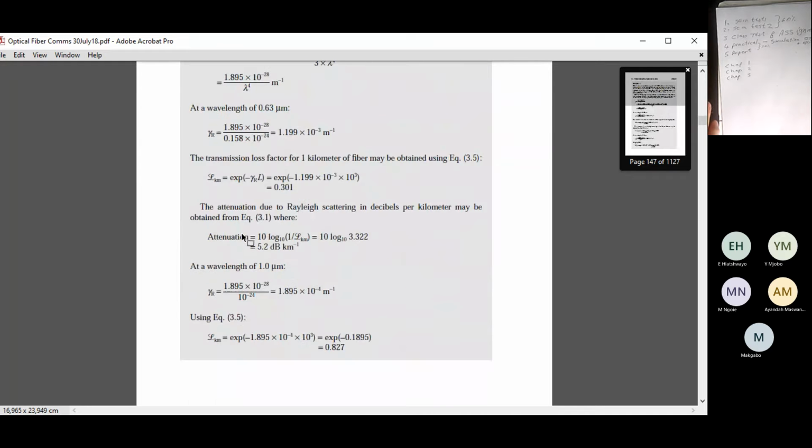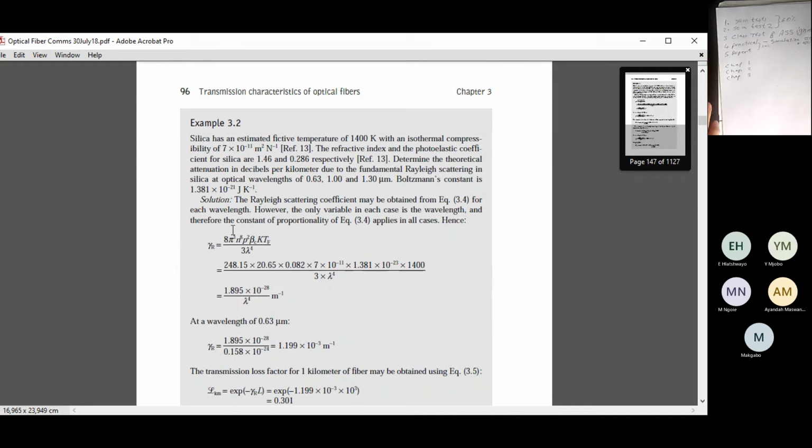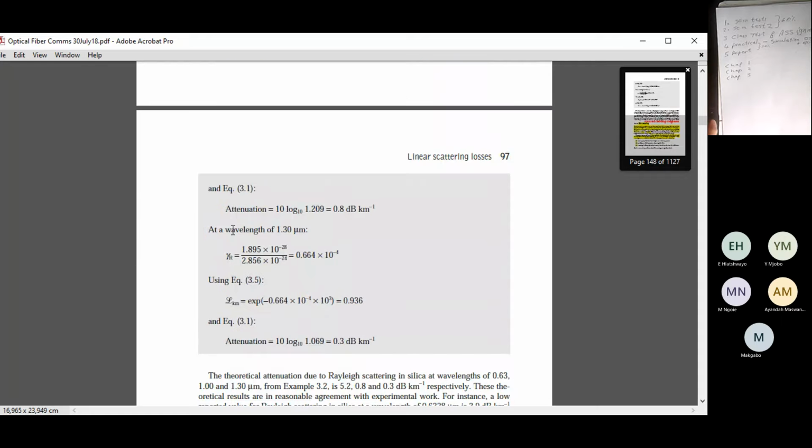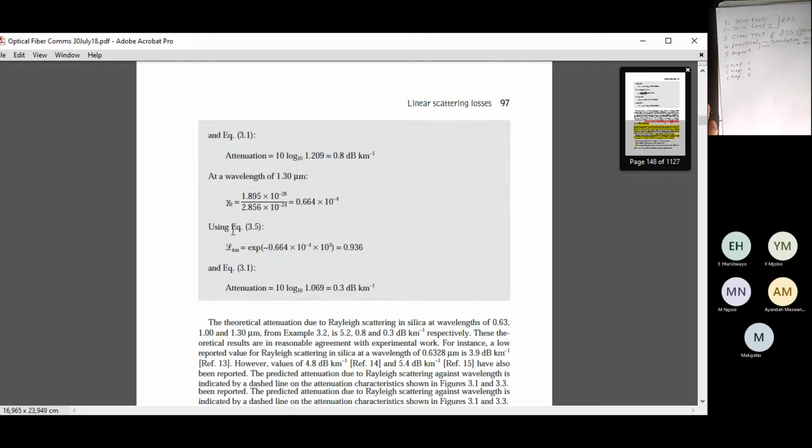I'm not going to do this example. Skip this example to 3.2. Skip it. Skip this one.